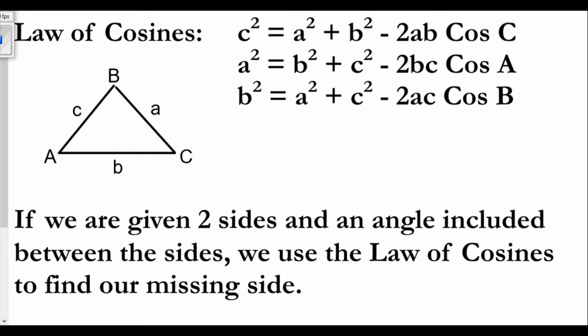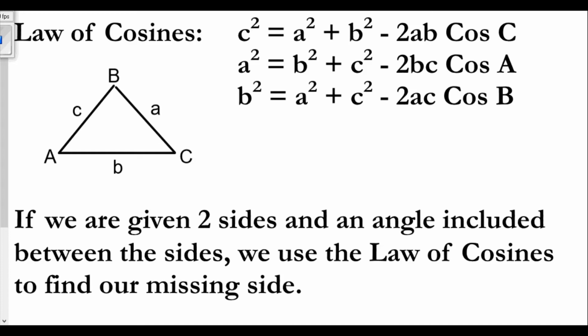Law of cosines kind of looks like the Pythagorean theorem, at least if you look at the first part. It is c squared equals a squared plus b squared minus 2ab cosine C. Or, maybe it's not side c. Maybe it's side a. So a squared equals b squared plus c squared minus 2bc cosine of A. And if we're looking for the side opposite angle B, b squared is equal to a squared plus c squared minus 2ac cosine of B.